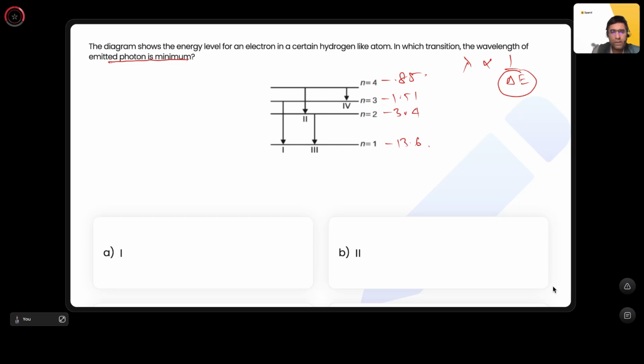If we see the difference, which will have the maximum energy difference, the maximum energy difference will be from here to here in the first one. Okay.